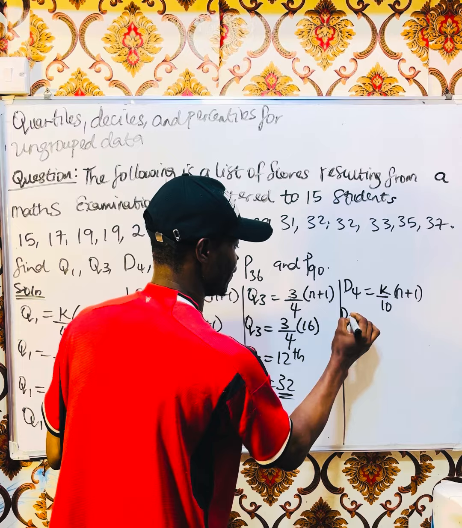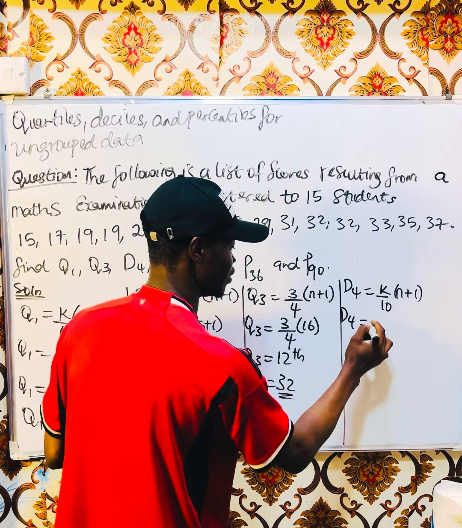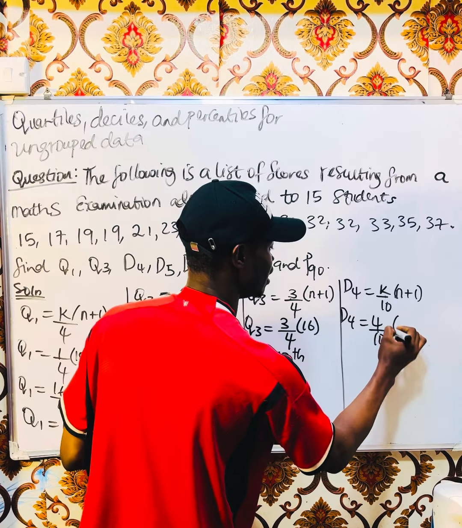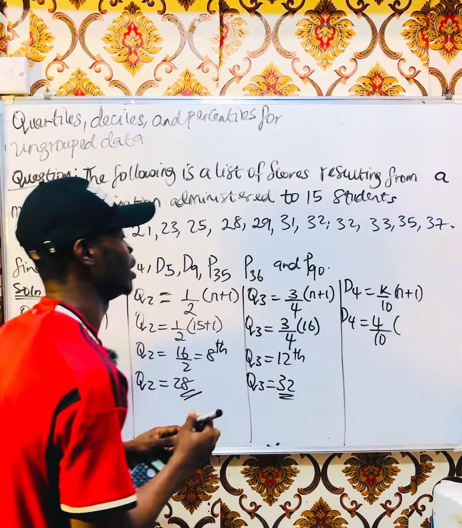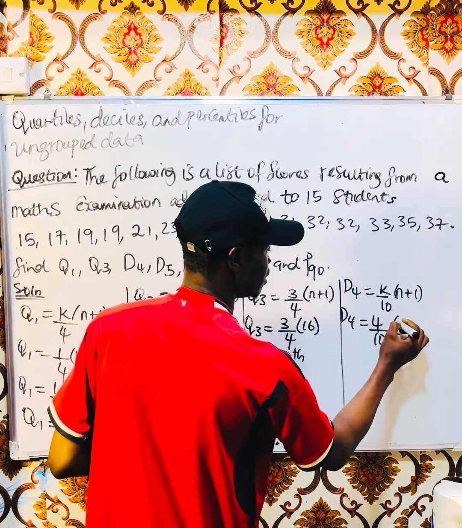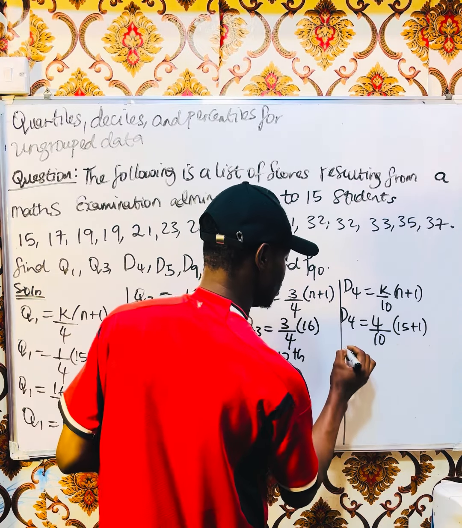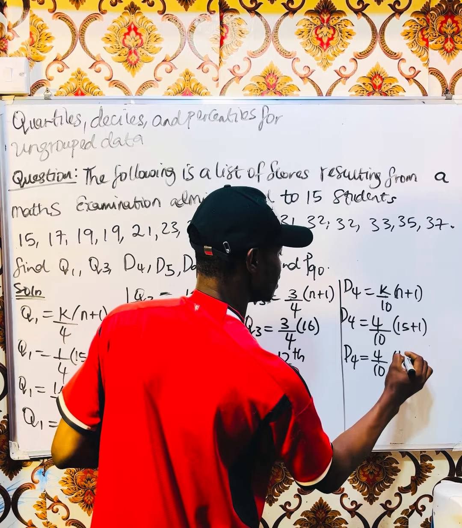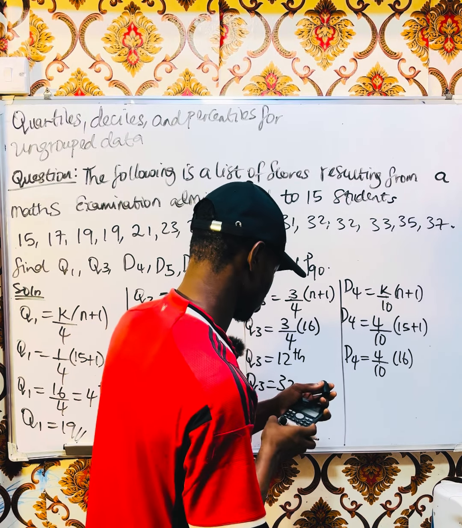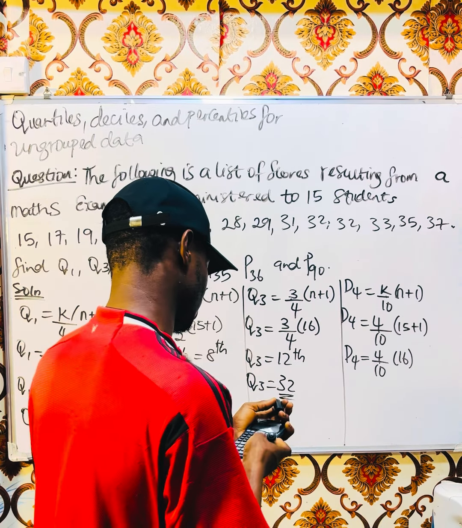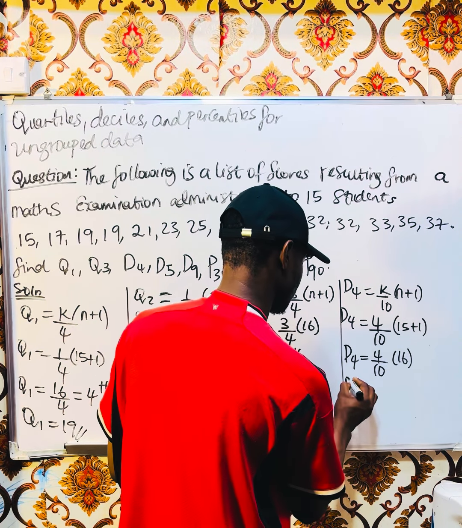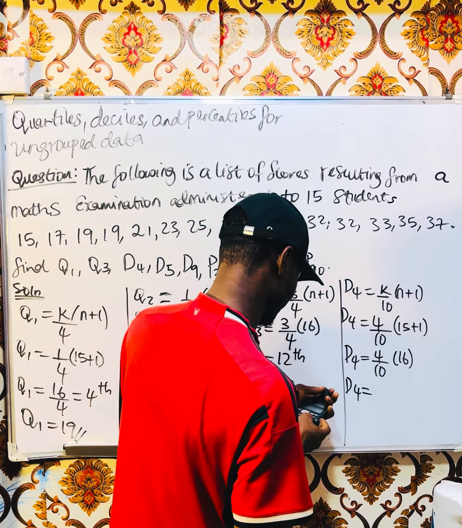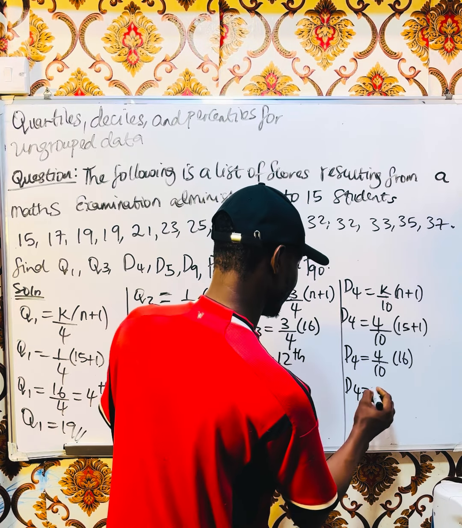Alright, so D4 will now be, this K is 4, right? 4 over 10, then n plus 1. So n is 15 plus 1, which is D4, will be 4 over 10, then times 16. So 16 times 4 will give us 64. So D4 will be 64 divided by 10, give us 6.